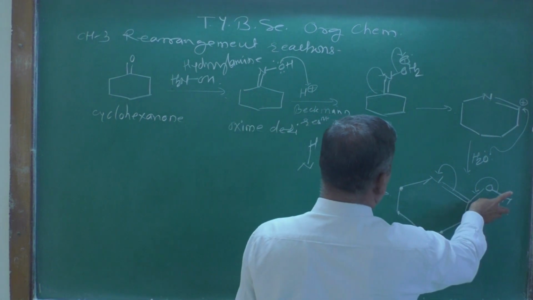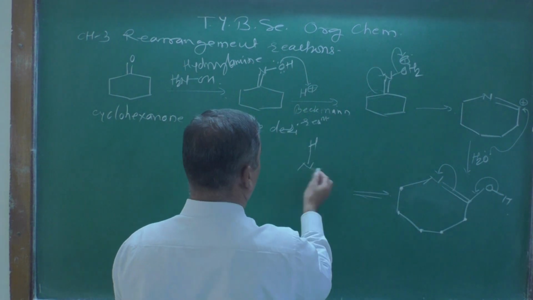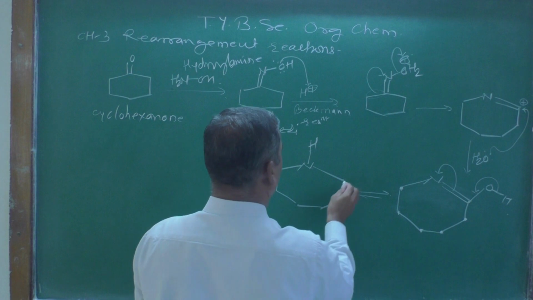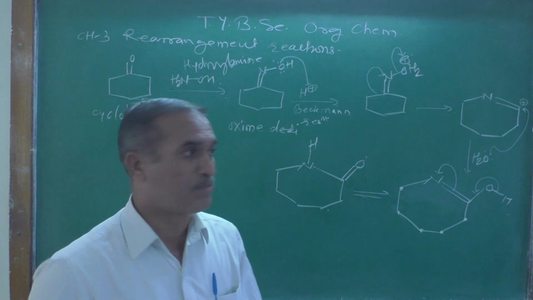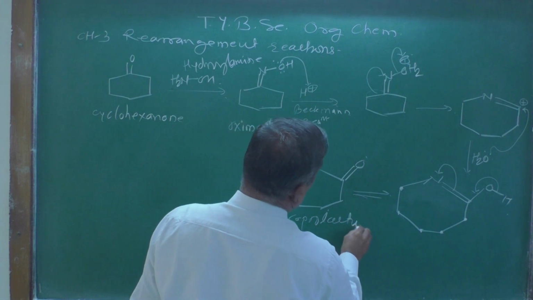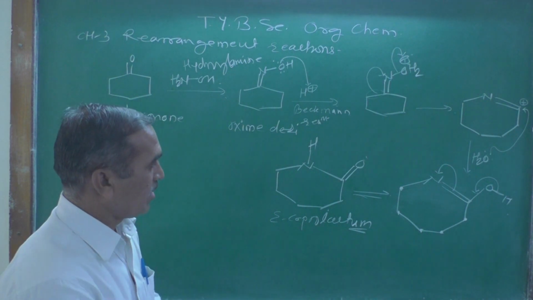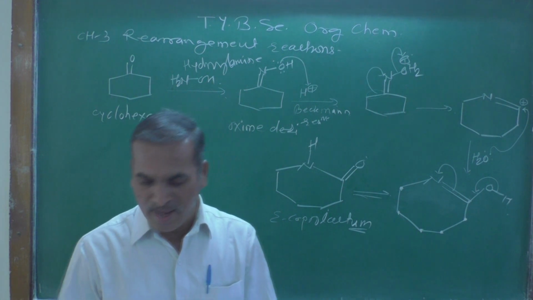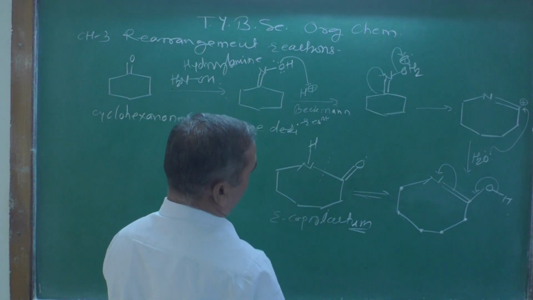This hydrogen atom migrates from the oxygen atom to the nitrogen atom, and here you are going to get the product like this, C double bond O, and this is called epsilon caprolactam. Why lactam? Lactam means an amide group in a cyclic form. That type of cyclic compound is known as a lactam, and this is an amide-type peptide bond formed over there.